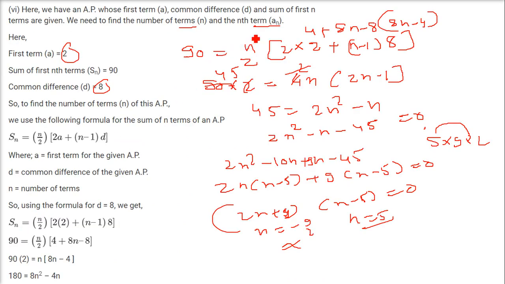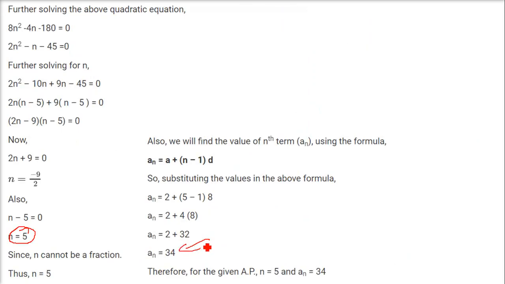But one more thing we have to find out, that is the nth term. So an, that is a5, we have to find. So this will be a plus 4d, right? What is a? 2 plus 4 into d, that is, the term will be 34.